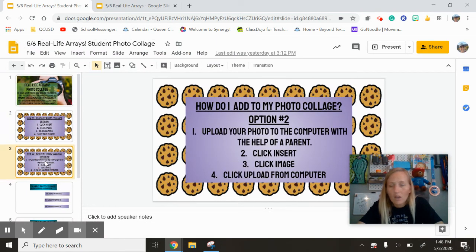Or if you don't have a tablet, you could upload your photo to the computer with the help of a parent. Your parent can take pictures on their phone and plug their phone into the computer and put them on your computer, and then you can upload, insert them through there. Or sometimes parents have a Google Drive for all their photos to be backed up, and you can just copy and paste them from there. So there's just a couple different ways you can do that. If it's too complicated, you can always just take a couple pictures on Dojo and send them to me.